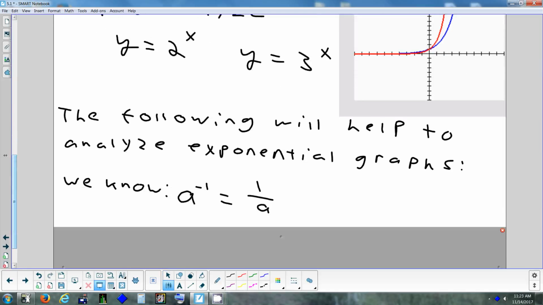So anytime you have a negative exponent, what you do is you take that expression and put it in the bottom of a fraction, and it becomes positive. Right? So if you had something like a to the negative third, you could make it 1 over a cubed. Okay, so taking a negative exponent and putting it in the bottom of a fraction makes it positive.